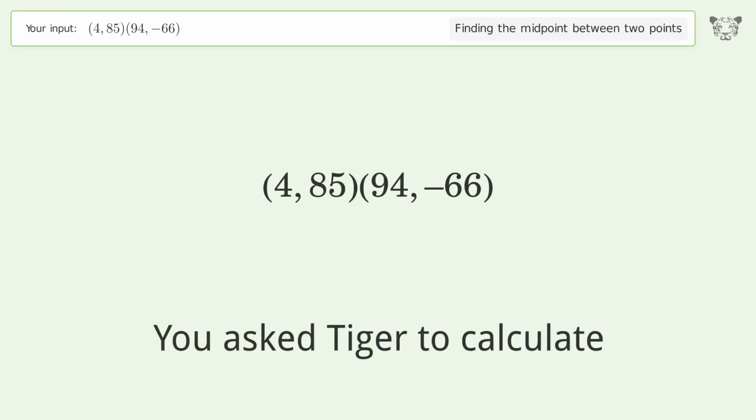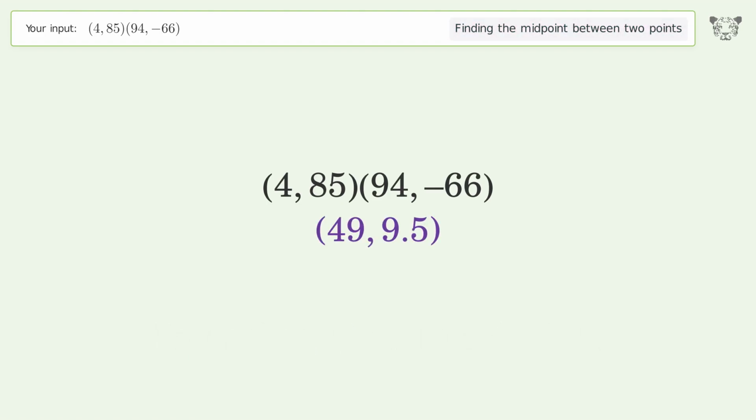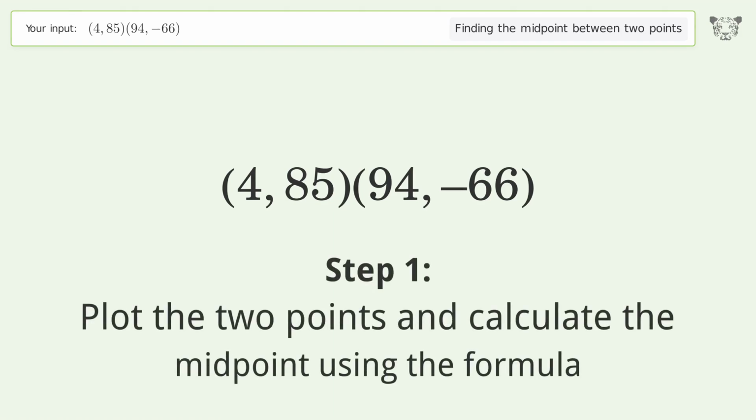You ask Tiger to calculate. This deals with finding the midpoint between 2 points. The midpoint between the 2 points is 49, 9.5. Let's solve it step by step. Plot the 2 points and calculate the midpoint using the formula.